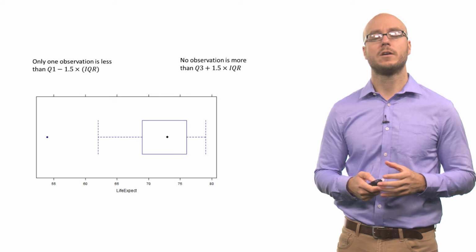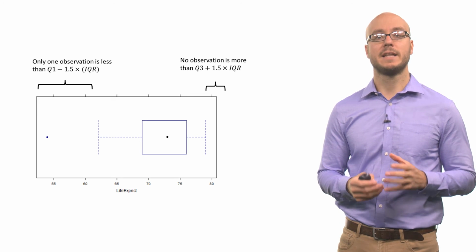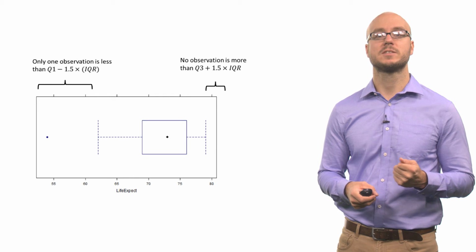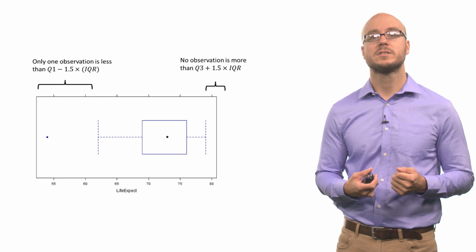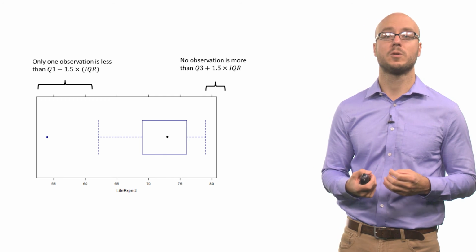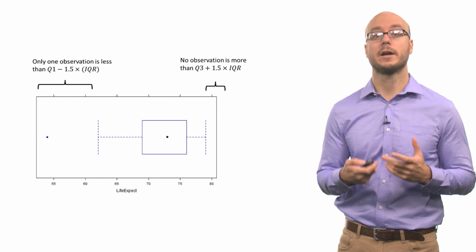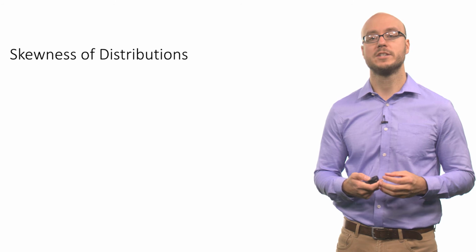So let's look at our set of countries. We only have one observation that is less than the first quartile minus 1.5 times the interquartile range. And we have no observations that are more than the third quartile plus 1.5 times the interquartile range. So based on the box plot rule, we have one outlier in our set of observations.